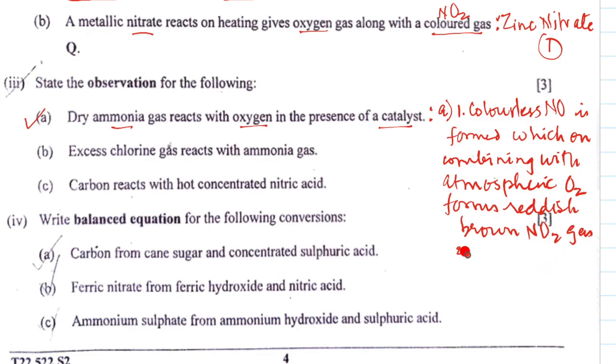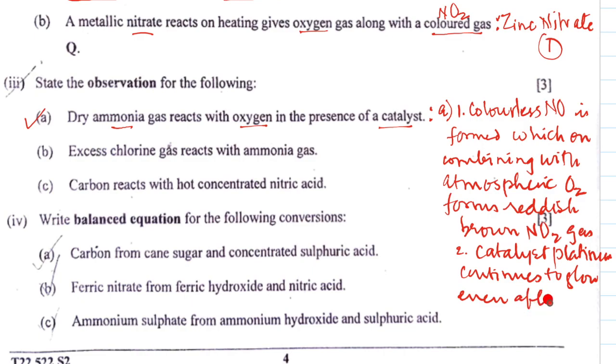And the second observation will be that catalyst platinum continues to glow even after the heating is stopped, because it's an exothermic reaction. So this is for 1 mark, and you should get your 1 mark because you have written both the options.